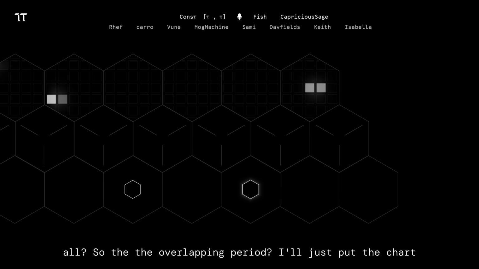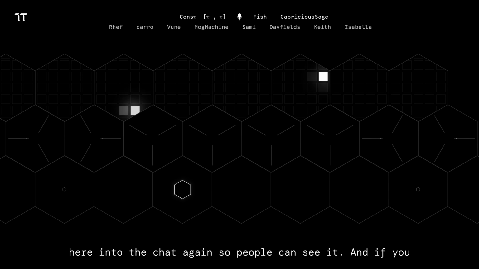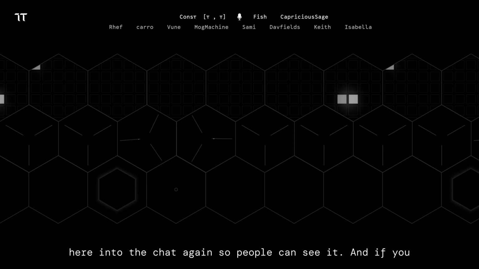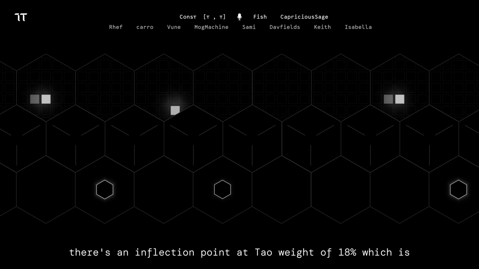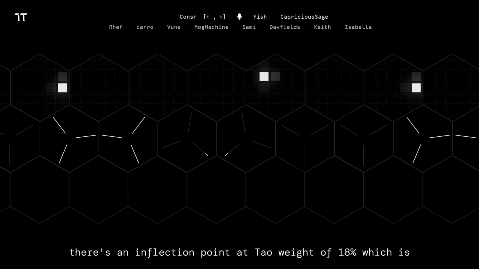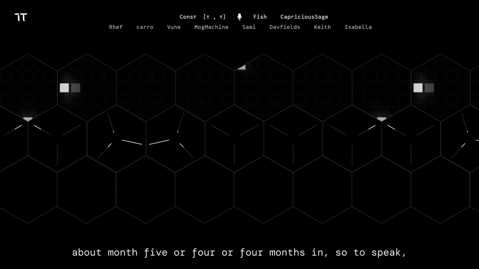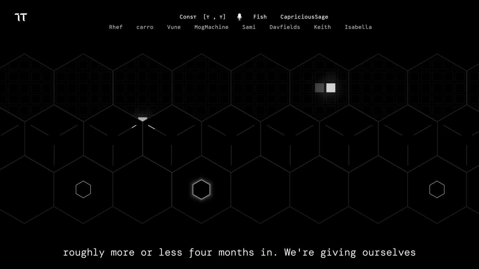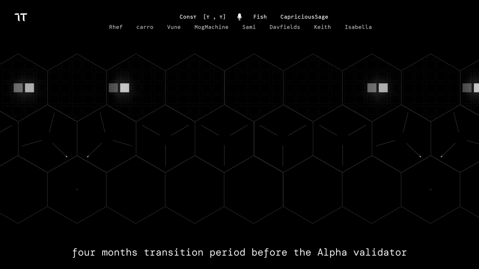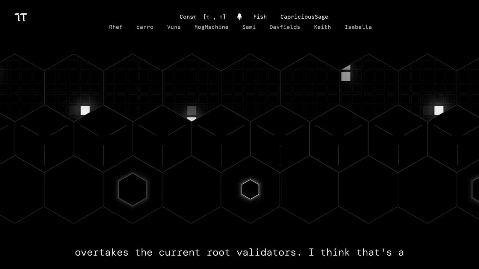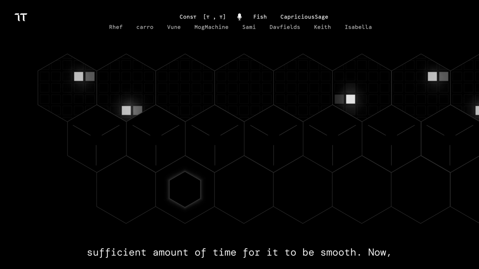the overlapping period, I'll just put the chart here into the chat again so people can see it. If you bring it up in the chat, you can see that there's an inflection point at tau weight of 18%, which is about month 4, more or less 4 months in. We're giving ourselves a 4-month transition period before the alpha validator overtakes the current root validators. I think that's a sufficient amount of time for it to be smooth.